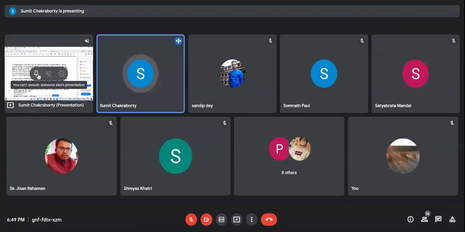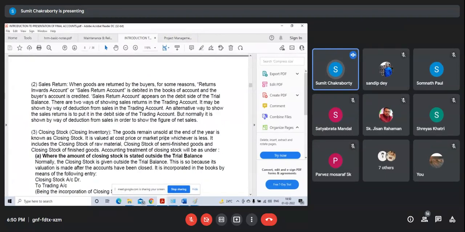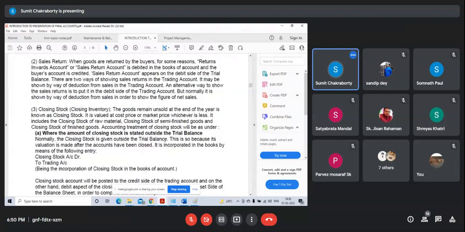Sales return: when goods are returned by the buyer for some reason, the returns inward or sales return account is debited in the books of account and the buyer's account is credited. Sales return account appears on the debit side of the trial balance. There are two ways of showing sales return in the trading account. It may be shown by way of deduction from the sales in the trading account, or alternatively it may be put on the debit side of the trading account. But normally it is shown by way of deduction from sales in order to show the figure of net sales.